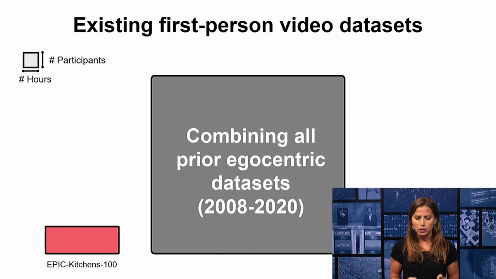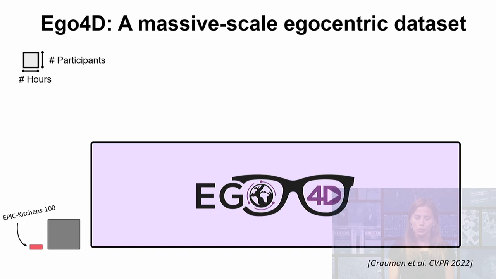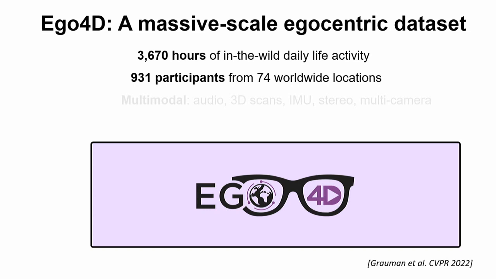And so what we introduced almost 2 years ago now, called Ego4D, is an order of magnitude larger in both those dimensions. And what is this? It's a resource that contains more than 3,000 hours of in-the-wild daily life activity. It's collected by unique individuals from about 74 worldwide locations, covering 5 continents and 9 different countries, nearly 1,000 different people. And it's multimodal data.